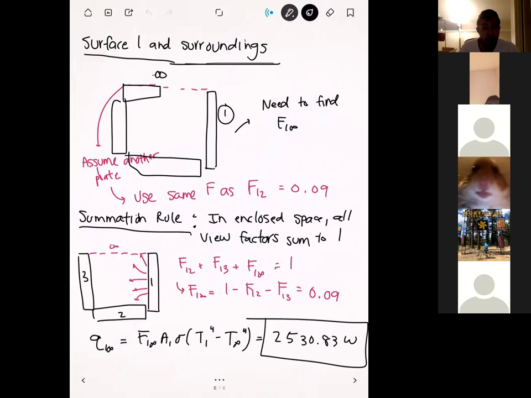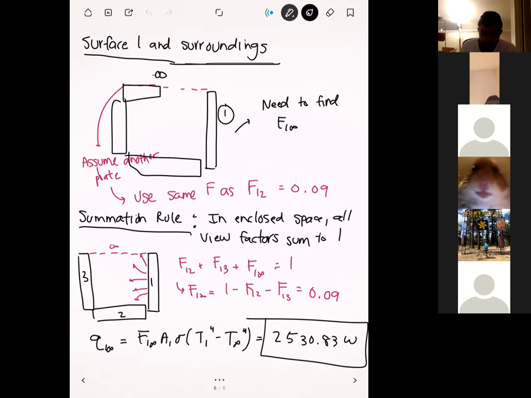All right. And so that's kind of the basics of radiation exchange. The key to these types of problems is finding that view factor. And then once you find one view factor, two view factors, then the rest of the problem can be solved from there. Okay.